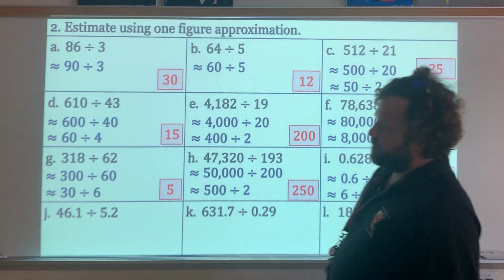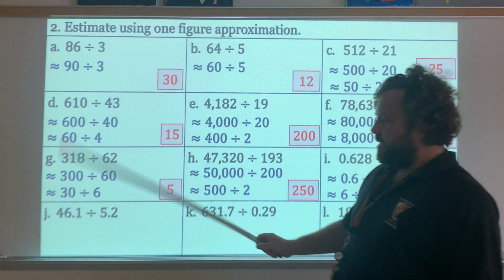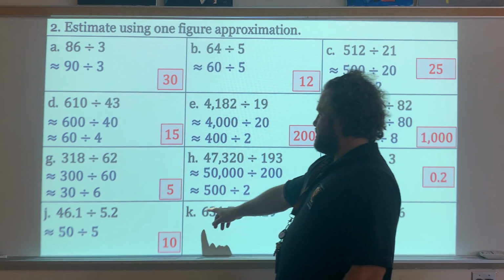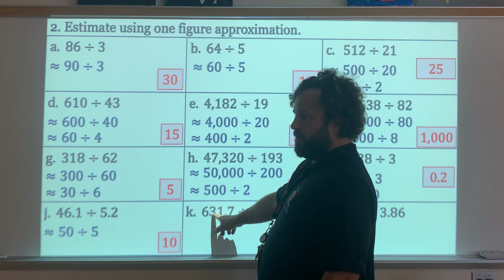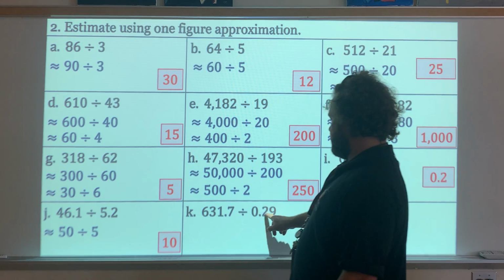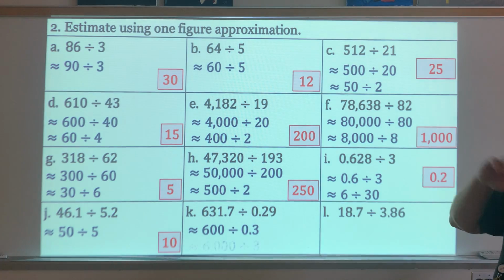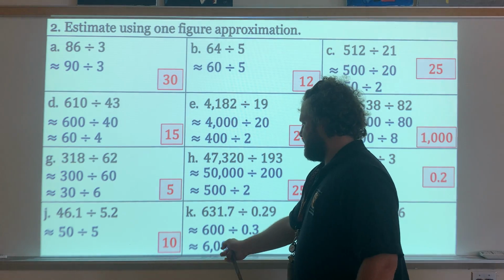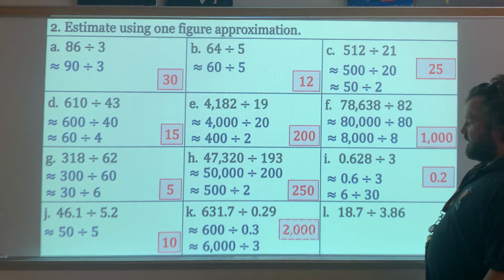46. Nope. The 6 rounds this to a 50. Divided by 5. 10. 600. 30 makes it 600. 0.29 becomes 0.3. Final answer is, if you want to move the decimal place over to get rid of decimals because you don't like decimals, 6,000 divided by 3 is 2,000.